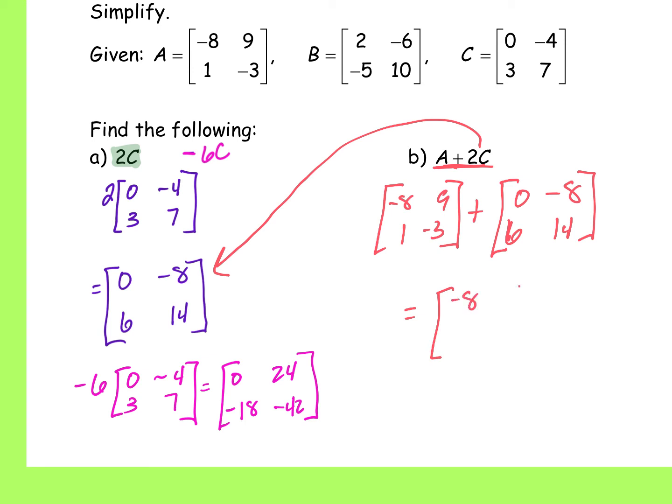Add it together, and my final answer should be -8 plus 0 is -8. 9 plus -8 is 1. 1 plus 6 is 7. And -3 plus 14 is 11. And there would be my final answer.